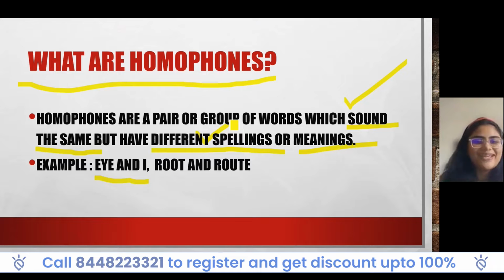So check mark. Now, the first eye of the pair refers to the sense organ, the eyes with which I can see the world. I am able to teach you because I have eyes. I can very well navigate through different computer options to teach you. I'm able to read the definition of homophones because I have eyes, right? The second I refers to self, when you talk about me, right?